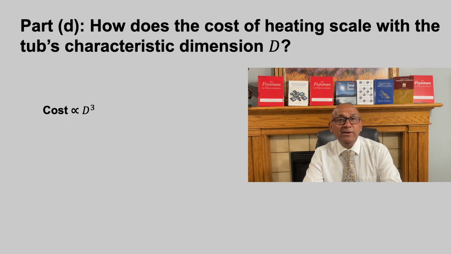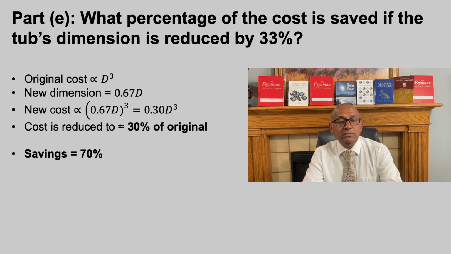Now let us look at how the price scales with the hot tub's characteristic dimension D. The energy needed to heat a body is proportional to its mass, which at fixed density scales with its volume. For geometrically similar tubs, volume goes as D cubed. With the temperature rise and the material held constant, the energy required therefore scales as D cubed. Since the utility charges are based on energy consumption, the cost of heating also scales as D cubed.